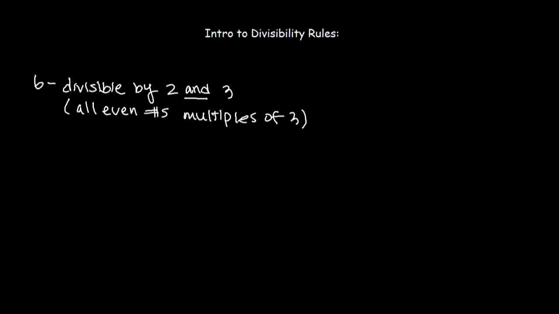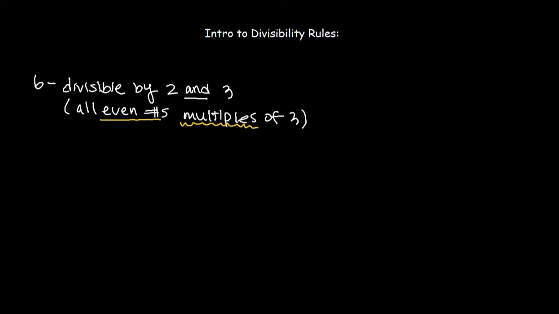Remember in my last slide, I said that if a number is divisible by 2, it's going to be an even number. And if a number is divisible by 3, if you add up all the digits of the number and that sum is divisible by 3, then the number is divisible by 3, right? So it has to be even numbers that are multiples of 3. Keyword here, multiples of 3.